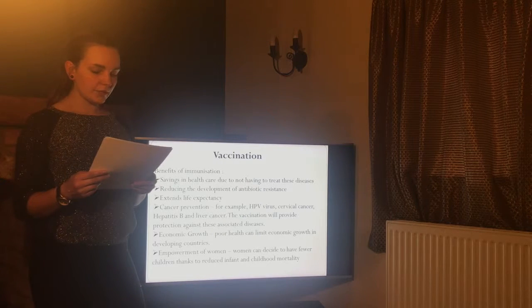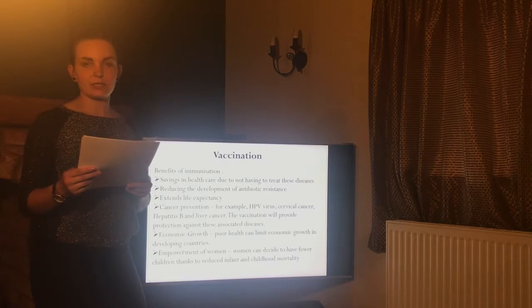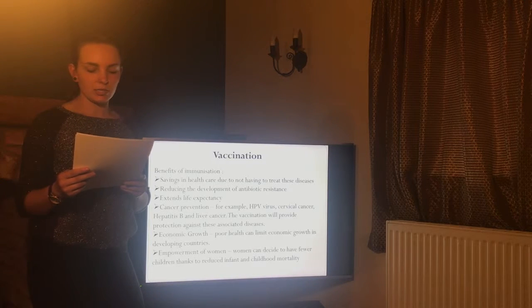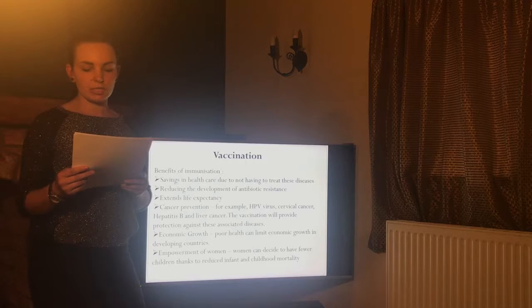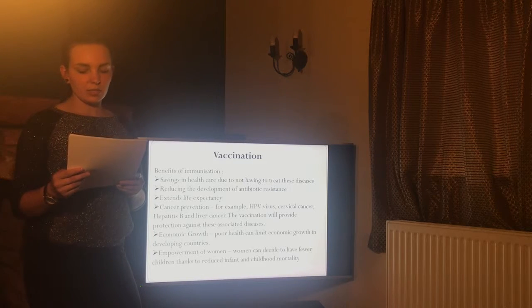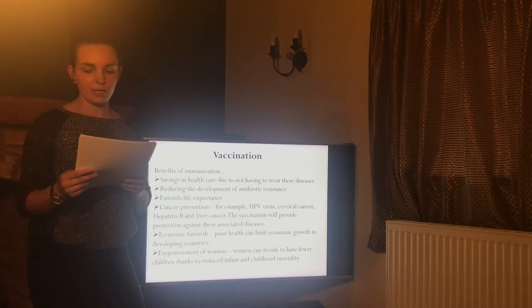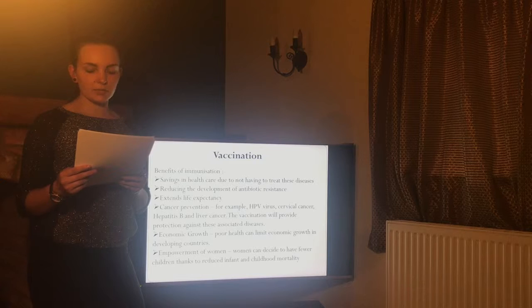There are a number of advantages of vaccination, like savings in healthcare, extended life expectancy, or economic growth in developing countries. Immunization and vaccination help protect against serious diseases. For example, viral diseases cannot be cured with antibiotics and can only be controlled by immunization. Immunization programs have helped some diseases to become completely eradicated.